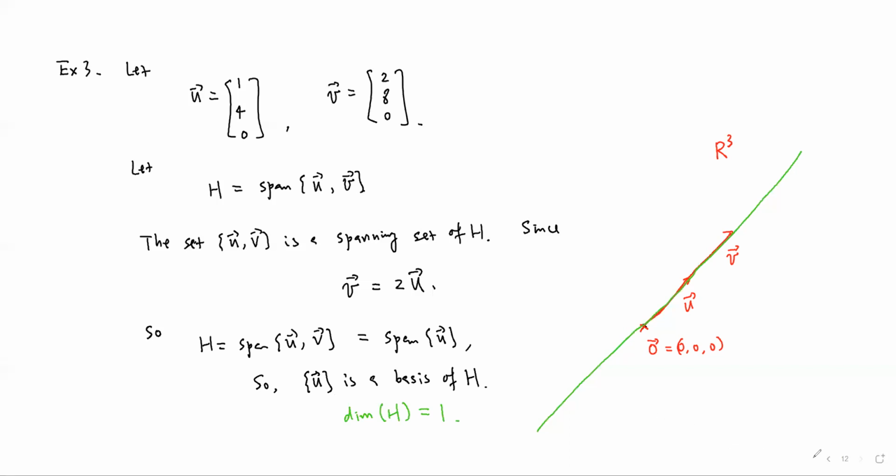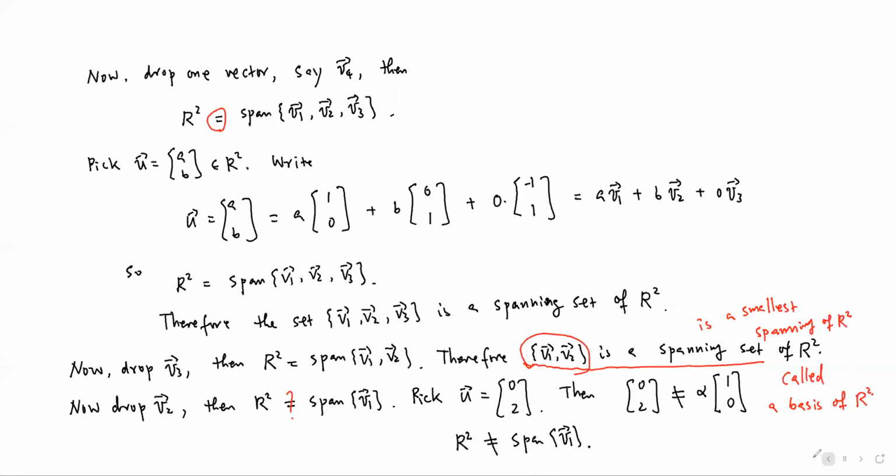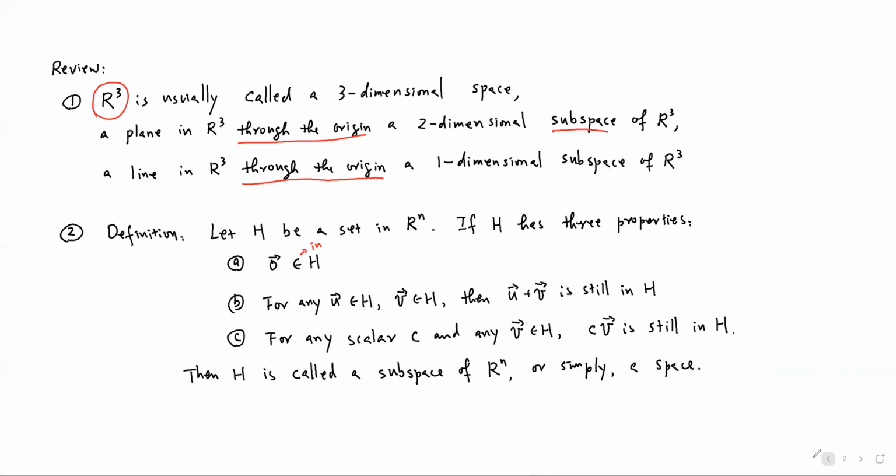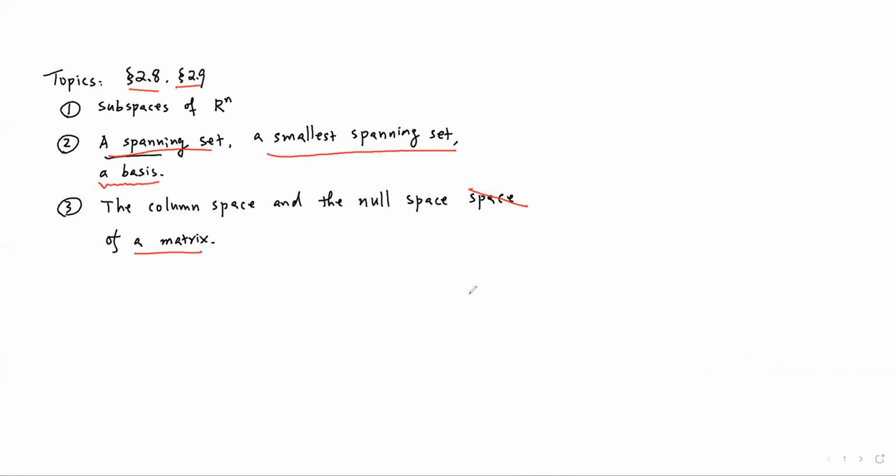Topic 3 says that associated with any matrix, there are two subspaces. One is called the column space. The other one is called the null space. Let me introduce you to the definitions of these two spaces.